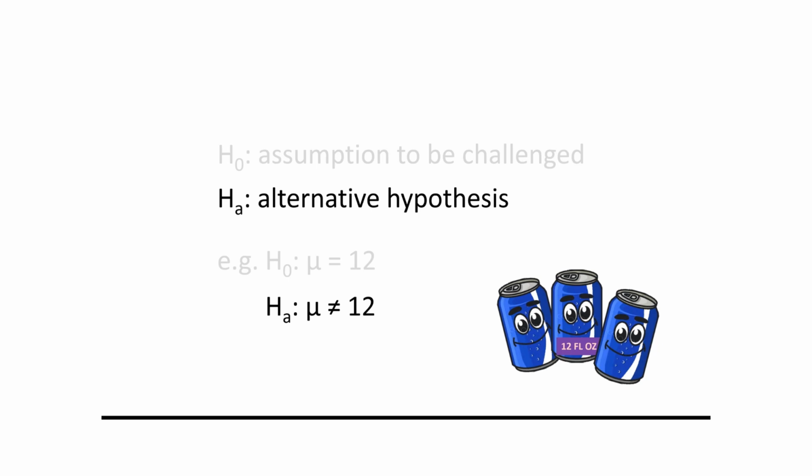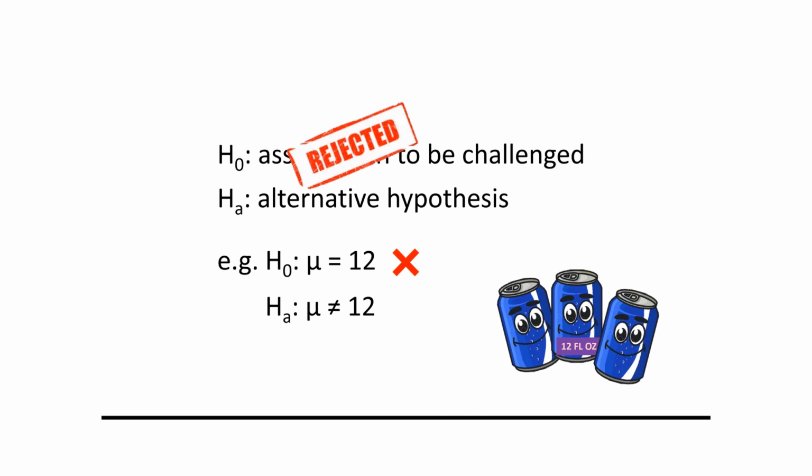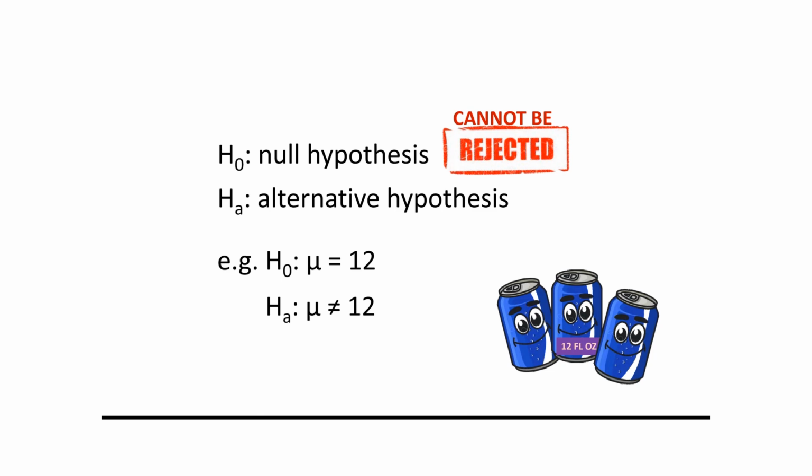The alternative hypothesis challenges the null hypothesis and states that mu is different than 12, which indicates either overfilling or underfilling is occurring. If the sample data support rejecting the null hypothesis in favor of the alternative one, then we can conclude the label is incorrect and underfilling or overfilling of the cans is occurring. If the sample data does not support rejecting the null hypothesis, then we conclude just that the assumption that the manufacturer's production process is functioning properly cannot be rejected. When we are not able to reject our null hypothesis, we cannot say that we have evidence that it is true either.